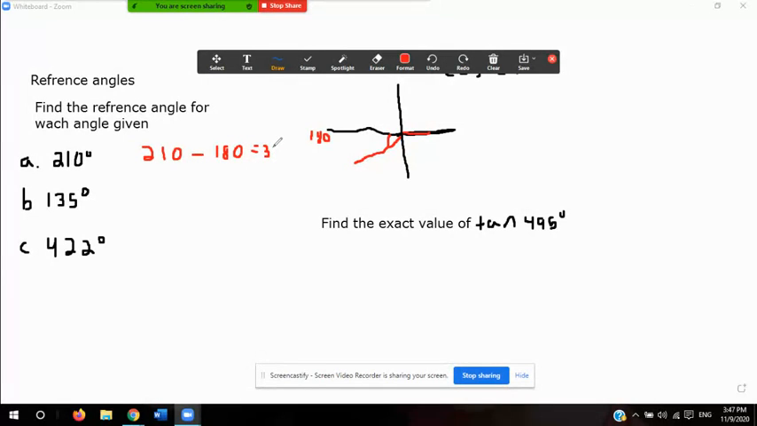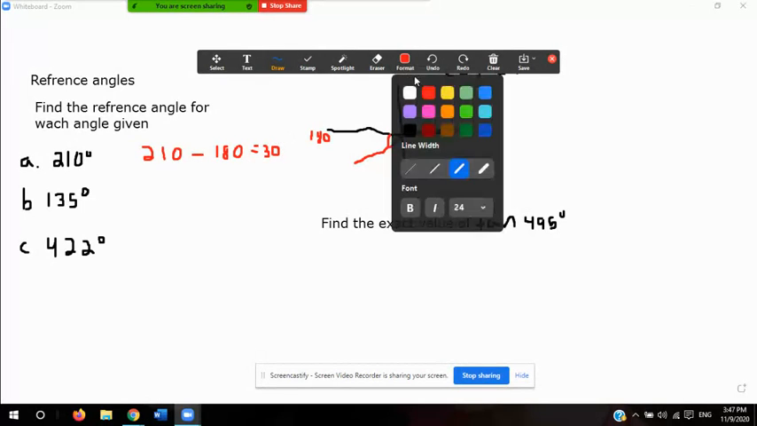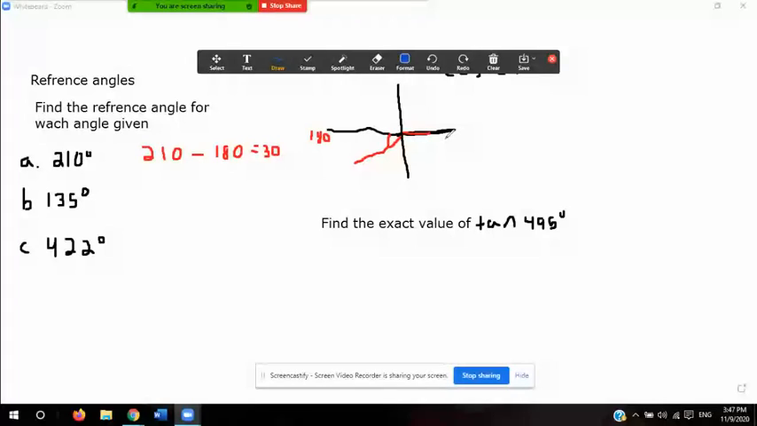Okay. Now, if we look at 135, which is B, assuming that it's in standard position, we know that this is our initial side, and the terminal side of 135 is located in quadrant 2. So basically, the terminal side of 135 is here. Now, which reference angle do we use? Well, we use 180 as well.